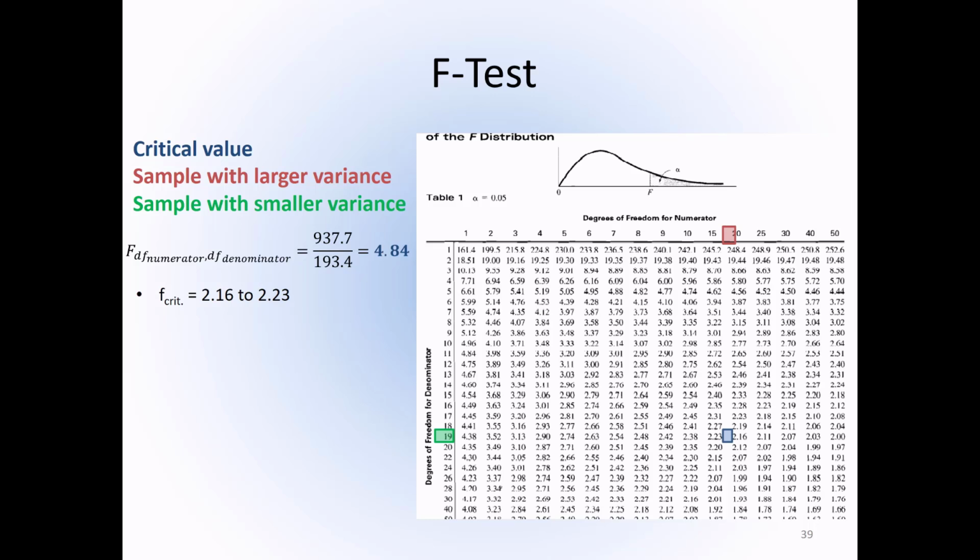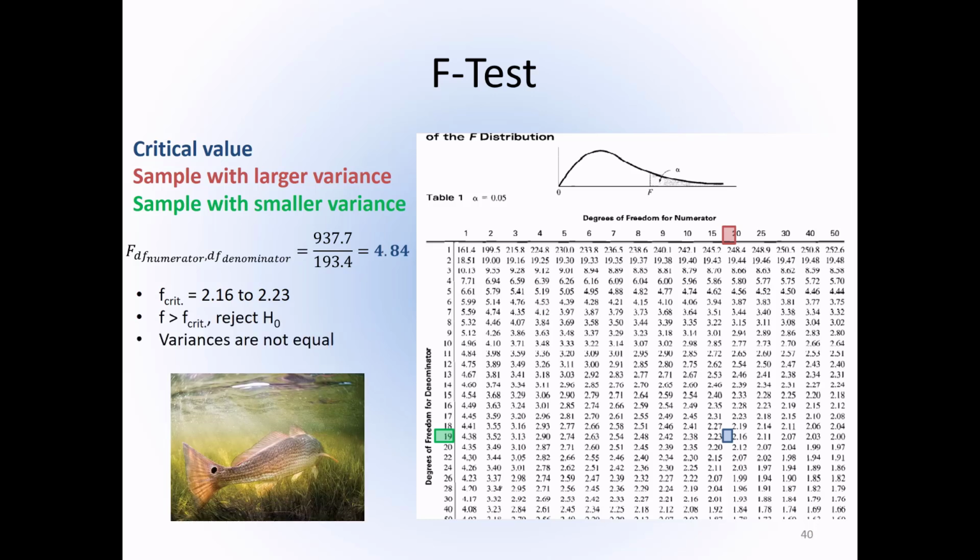And you won't have a situation in which the test statistic is so close in this particular class that you'll be unsure if it exceeds or does not exceed the critical value. So what we see here is that the F critical value is between 2.16 and 2.23. We can see that our test statistic, our F value, is much greater than this, 4.84, and so in turn we reject the null hypothesis and we can conclude that the variances of these two populations are not equal.